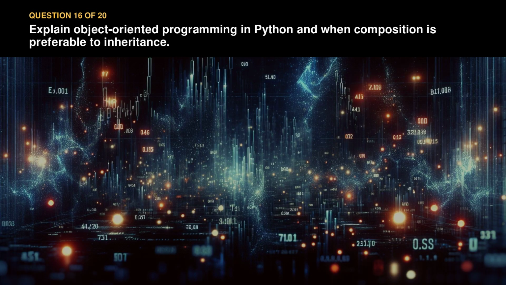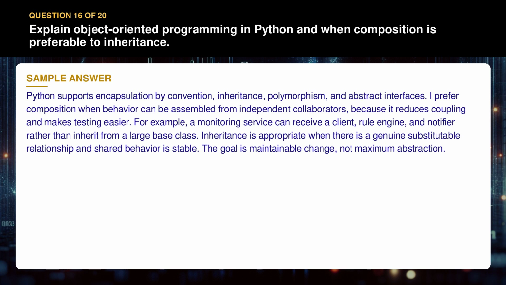Question 16. Explain object-oriented programming in Python and when composition is preferable to inheritance. Python supports encapsulation by convention, inheritance, polymorphism, and abstract interfaces. I prefer composition when behavior can be assembled from independent collaborators, because it reduces coupling and makes testing easier. For example, a monitoring service can receive a client, rule engine, and notifier rather than inherit from a large base class. Inheritance is appropriate when there is a genuine substitutable relationship and shared behavior is stable.